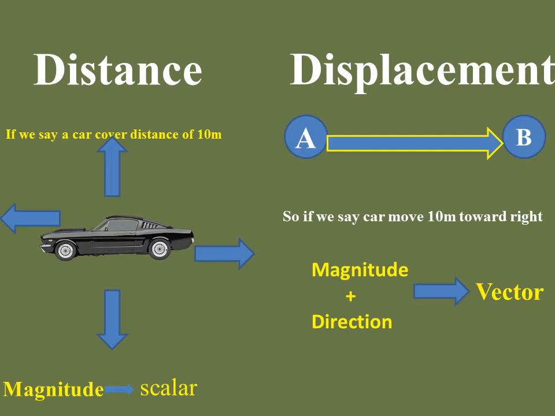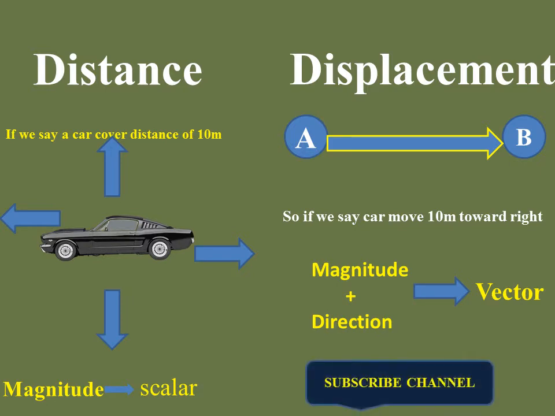Displacement is also defined as the shortest distance between 2 points. So it means that we also have a direction in this case. Hope you understand the difference between distance and displacement.